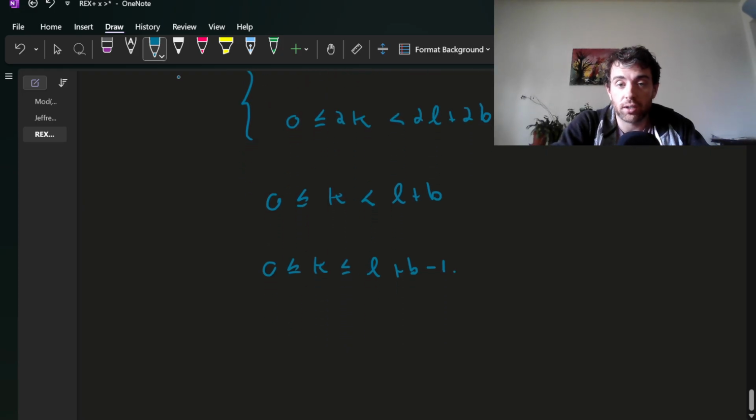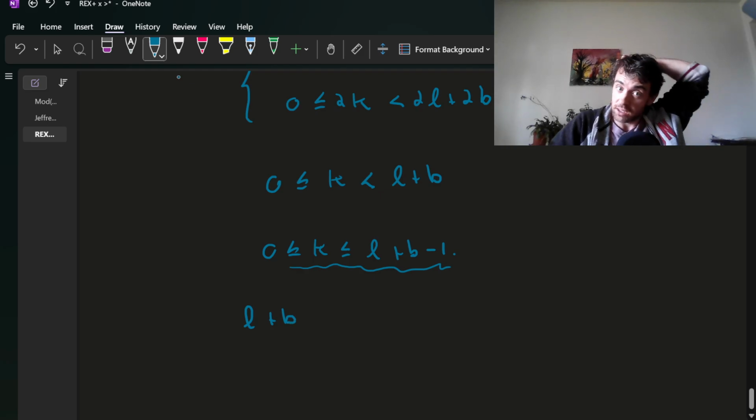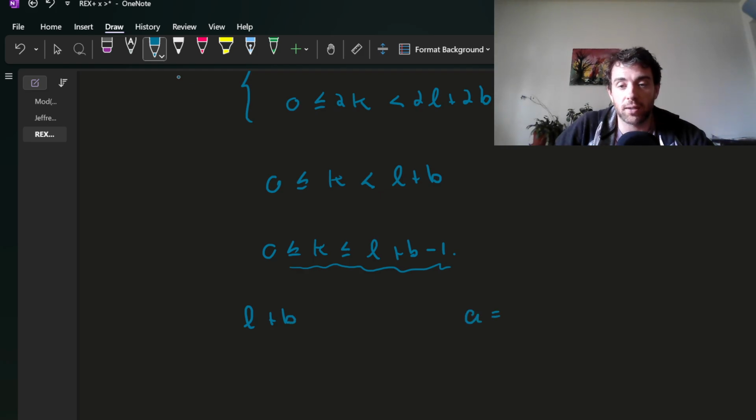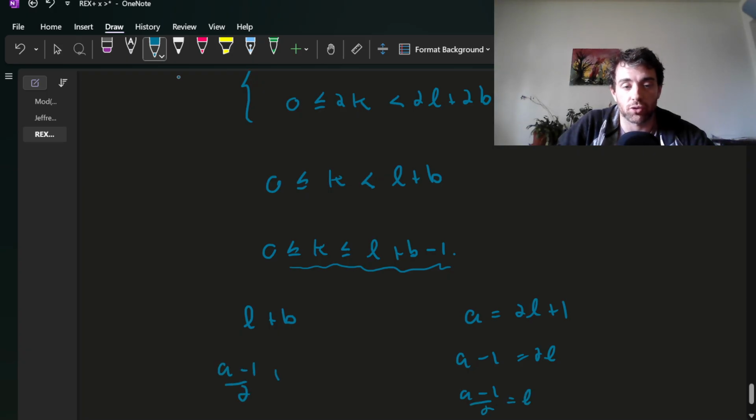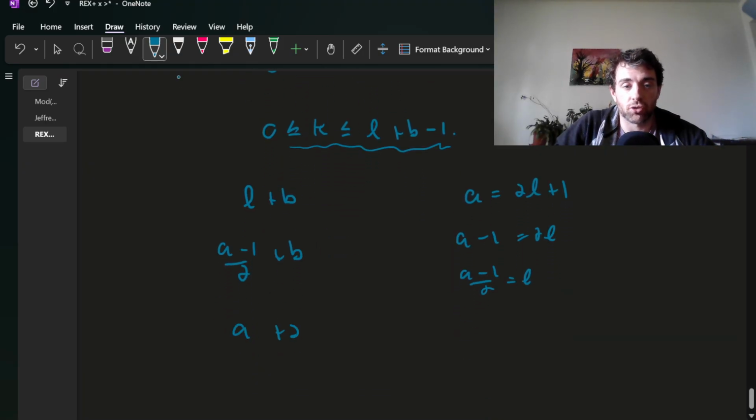So the formula, therefore, in the odd case, would be, well, it's the total number of these numbers, right? So there would be L plus B minus 1, but now we're starting at 0, so the total would actually be L plus B in this case. And remember that A was equal to 2L plus 1, so that's A minus 1 equal to 2L. So A minus 1 over 2 is equal to L, so we could rewrite this as A minus 1 over 2 plus B. Which could be rewritten as A plus 2B minus 1 over 2.